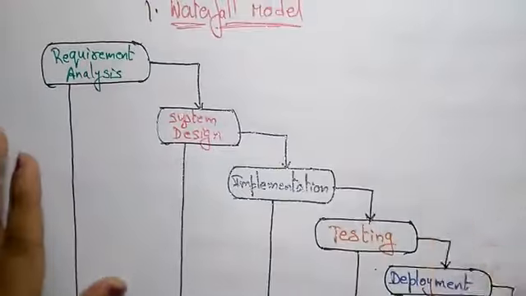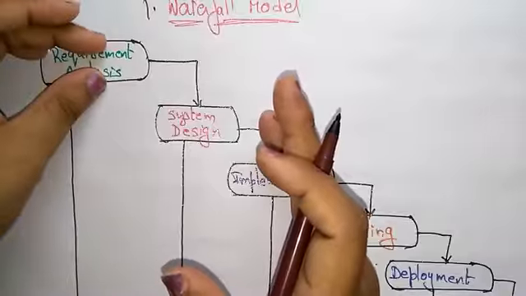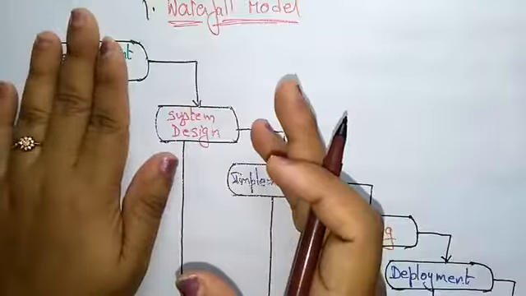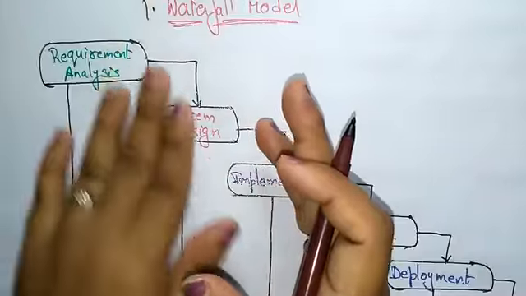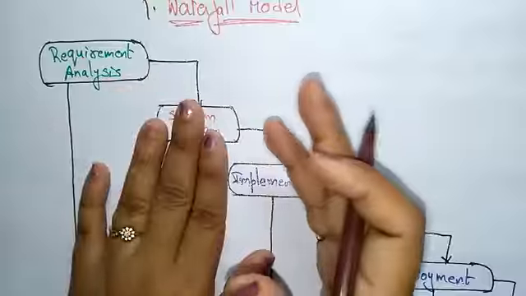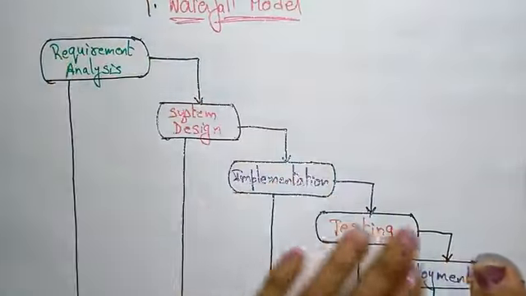One thing you have to remember is that if one phase is completed, then only you go for the next phase. Without the completion of the previous phase, you are not supposed to go for the next phase. Once it is frozen, then go for the next phase. Like that we have to follow.